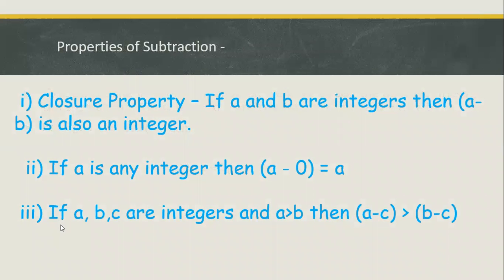Properties of subtraction. Closure property. If a and b are integers, then a - b is also an integer. If a is any integer, then a - 0 = a. If a, b, c are integers and a > b, then a - c > b - c.